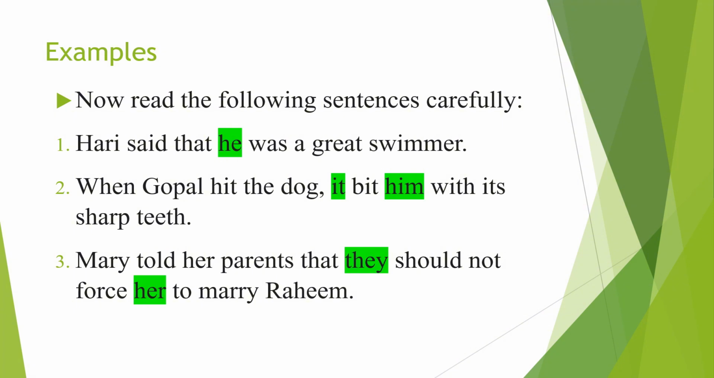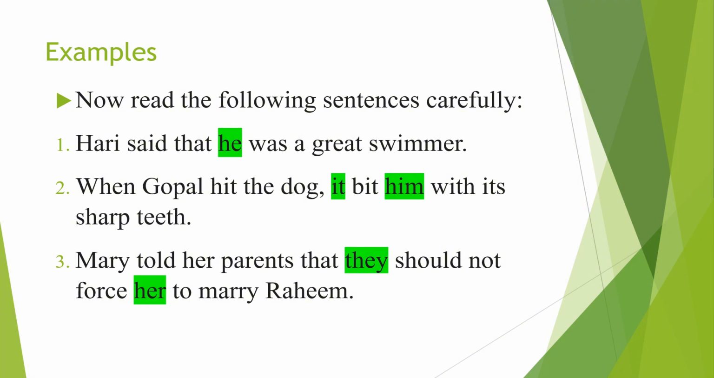Number 3. Mary told her parents that they should not force her to marry Rahim. Now here you see, Mary told her parents that instead of parents, suppose we say like this, Mary told her parents that parents should not force Mary to marry Rahim. Right? We'll not say like that. We'll say instead, Mary told her parents that they, which is instead of parents, and force her. Her is here Mary. So instead of repeating the name Mary, we said her.